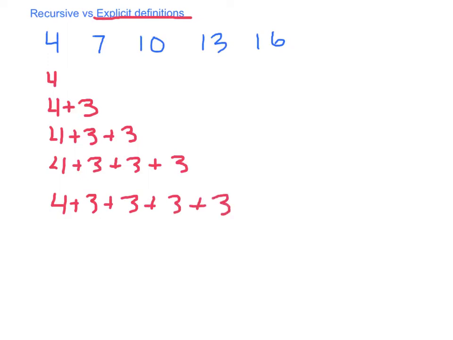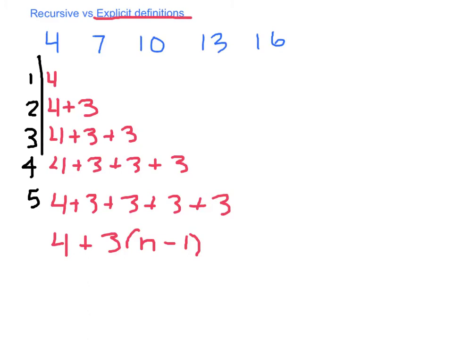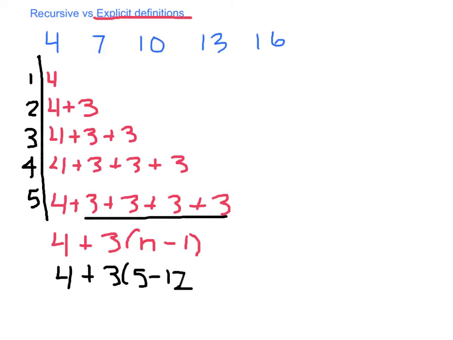So I take the first term plus 3 times the number of terms minus 1, because first term, second term, third term, fourth term, fifth term. See, when I'm at the fifth term, actually I'm only using 4 3's. So if I were to take 4 plus 3 times (5 minus 1), that would give me 16.